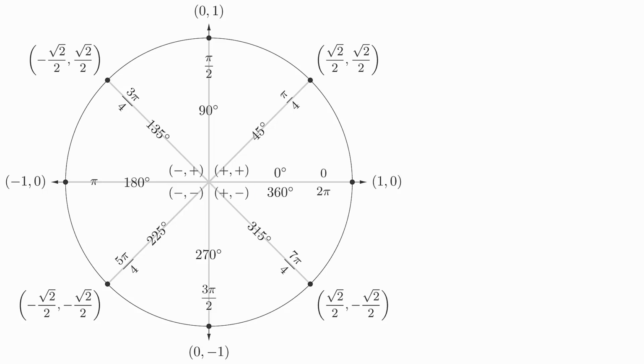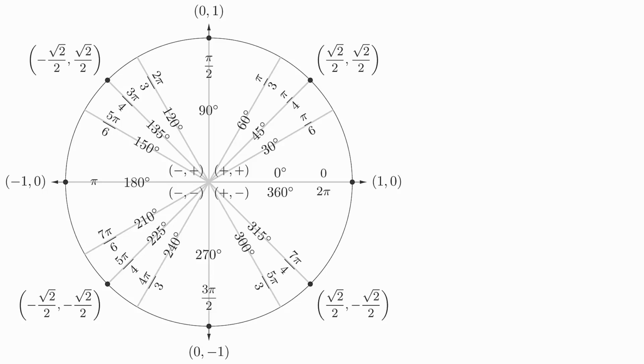Lastly, we will look at the angles built around increments of pi over 6, or 30 degrees. In addition to the angles we already have, we will also get pi over 6, pi over 3, 2 pi over 3, 5 pi over 6, 7 pi over 6, 4 pi over 3, 5 pi over 3, and 11 pi over 6. Each of these new coordinates will either be a plus or minus 1/2 or a plus or minus square root of 3 over 2.